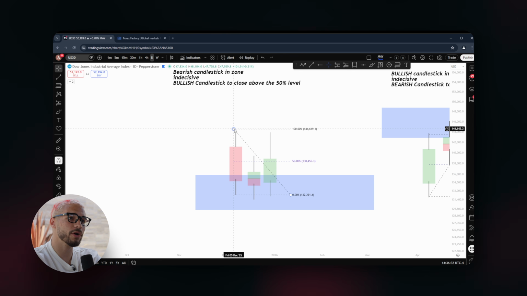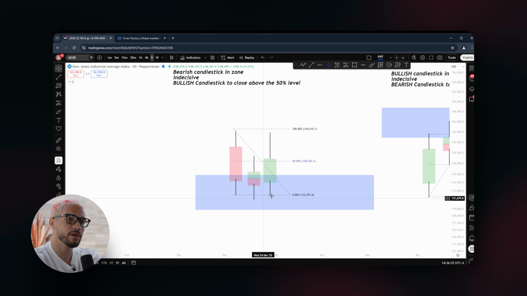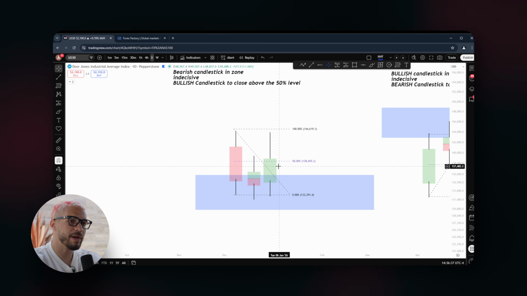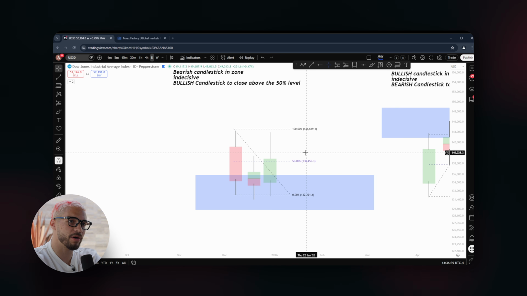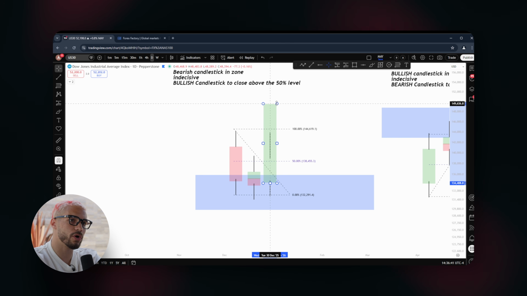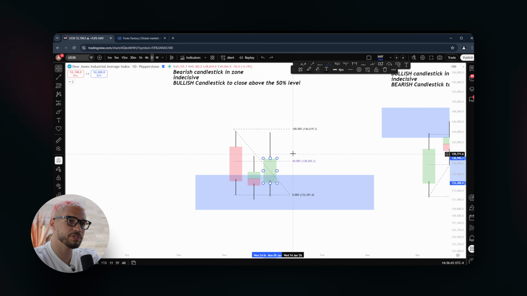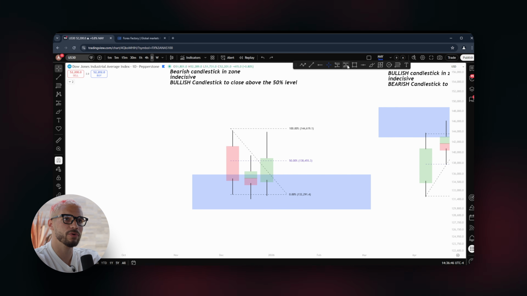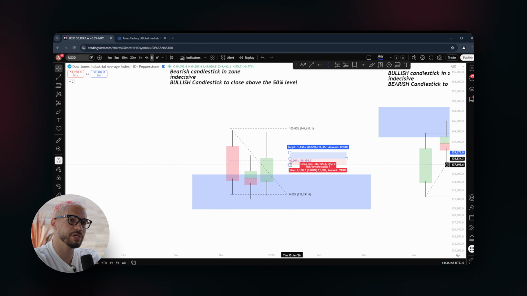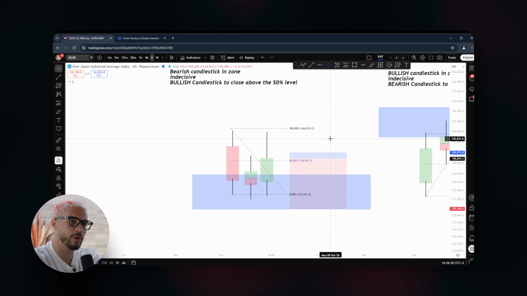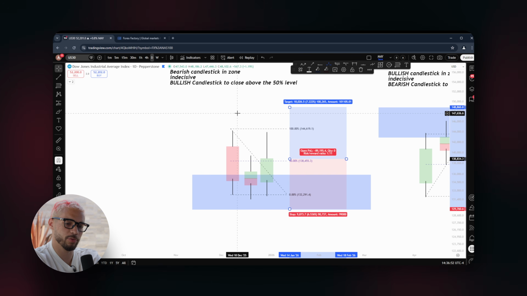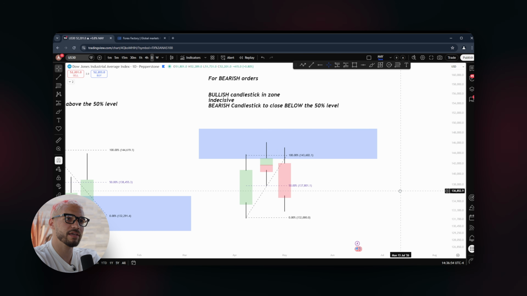And then we're going to mark up that first candlestick from top to bottom and look for the 50% level. Now my third candlestick has to close above that 50% level. Now whether it closes all the way up here like this, or whether it just barely closes above the 50% level, that is going to signal my entry. And then I'm going to tuck my stop loss all the way below my lows and my take profit at the previous high.